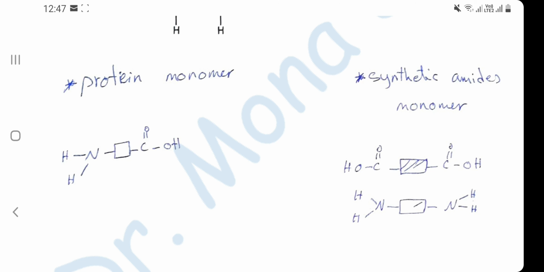Two different groups at different ends of the protein molecule. One end with COOH and the other has amino group NH2. In the synthetic amide, we have two different monomers. Each one has the same ending on both sides. The first monomer has two carboxylic groups at its two ends, and the second monomer has two amino groups at its two ends.